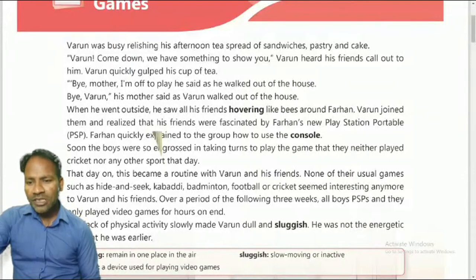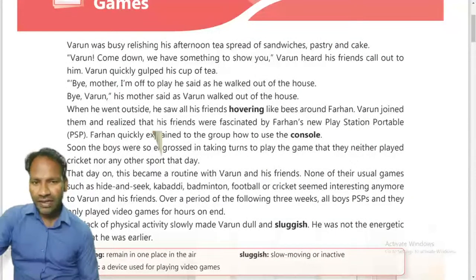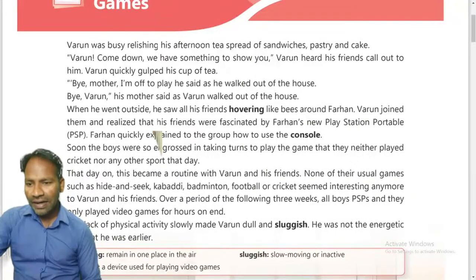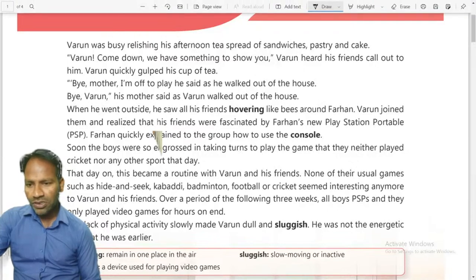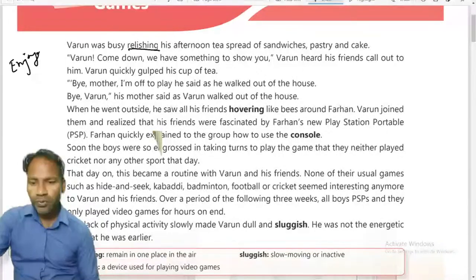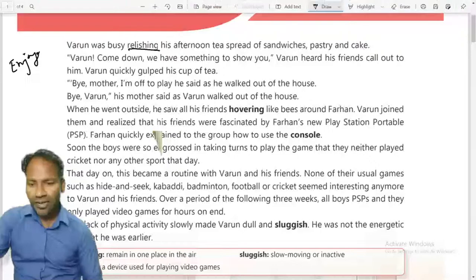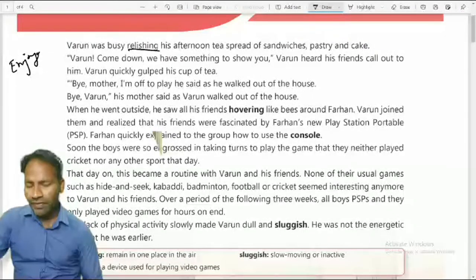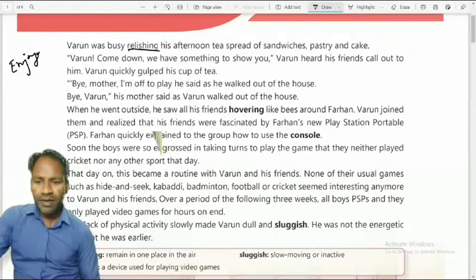Varun was busy relishing his afternoon tea spread of sandwiches, pastry and cake. Varun was busy relishing. The first word is relish. Relish means what? Yes, this is the new word. Relish means enjoy. Spread of sandwiches, pastry and cake. Enjoying.